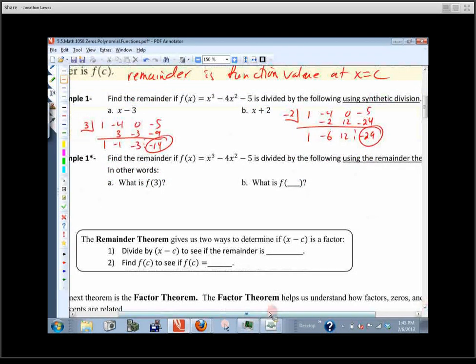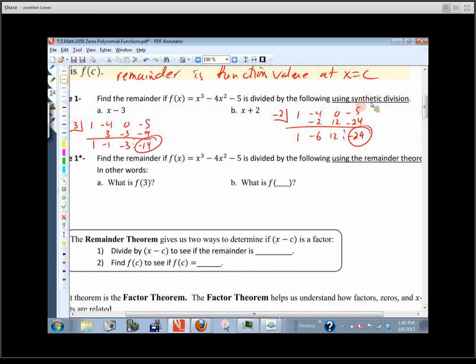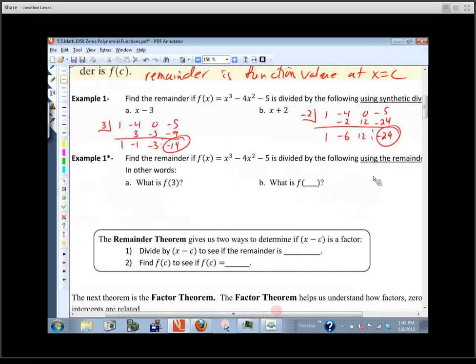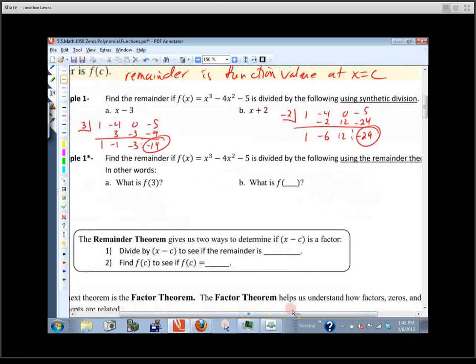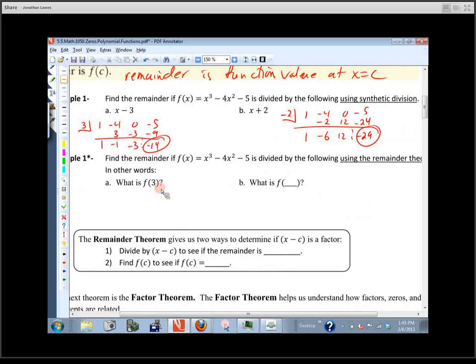And it says, find the remainder using synthetic division. And this next one says, find the remainder using the remainder theorem. So what we're going to do is figure out what f of 3 is. Wait just a second. Do I need to actually plug this in? We figured it out. What is f of 3? Should be -14. And what is f of, well, let's see. What number goes here? -2. It's the same one as went in the box. And what is that function value? Should be -29.